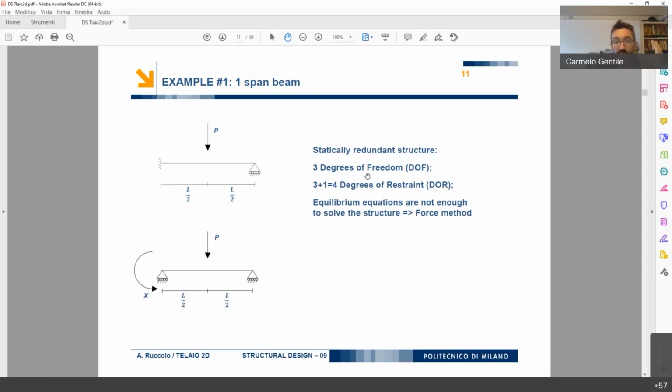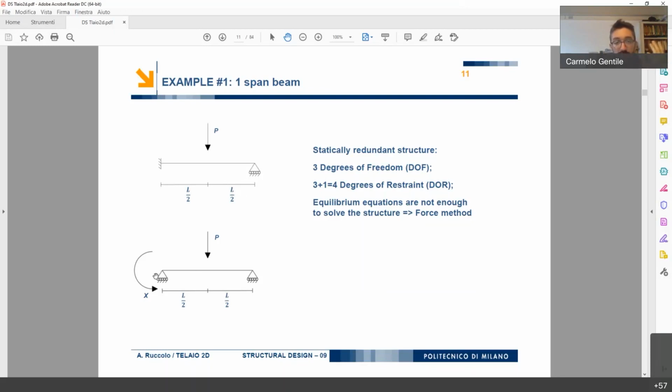We have 3 degrees of freedom because we have only one element, and then we have 3 plus 1 degrees of restraint. Sorry, before I was saying 3 degrees of restraint, obviously, and 4 degrees of restraint. So the structure is statically redundant. We cannot solve it using only the equilibrium equations because we have one missing unknown. We can use the force method, we can use the elastic line, we can use a set of other tools, but we have seen so far only these two.